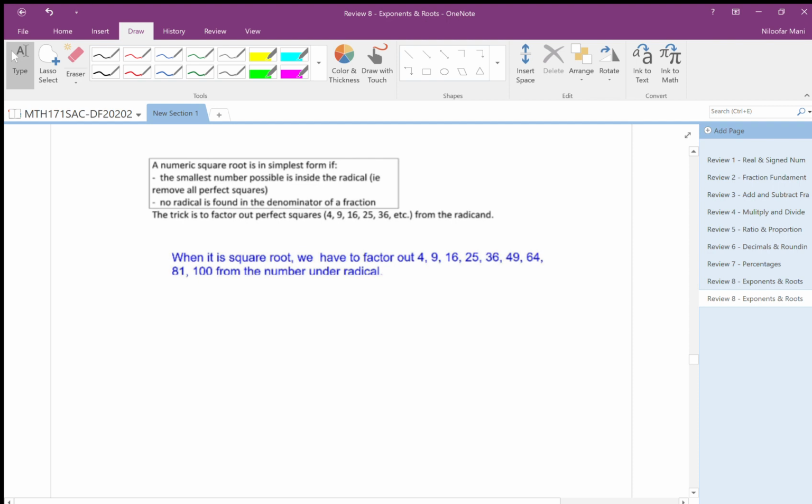Look at this. You have radical 25. So you do radical 5 squared. And then you have a square and a square root. You can bring 5 out. Okay?